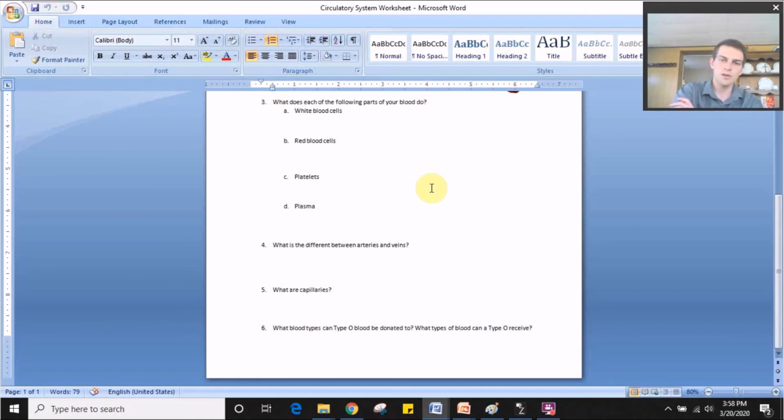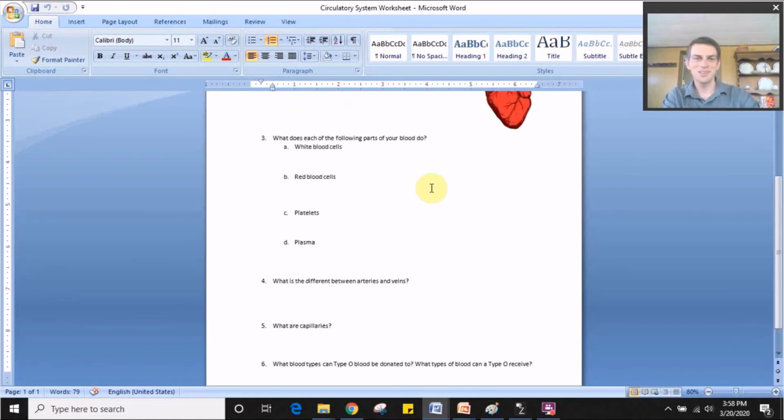What types of blood can a type O receive? A type O can be donated to anybody because it doesn't have any antigens, so those antigens aren't going to upset any other immune system. But the type O can only receive type O because any antigen, A or B or AB, is going to upset the type O.